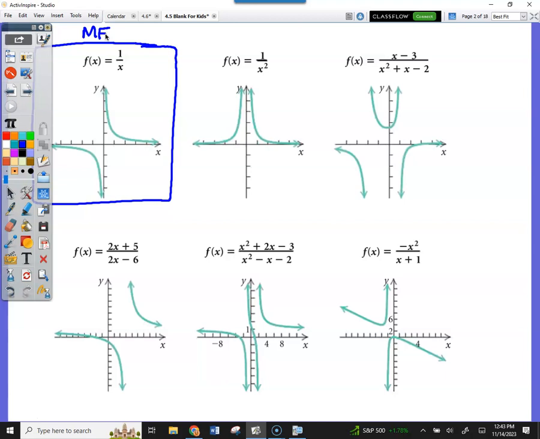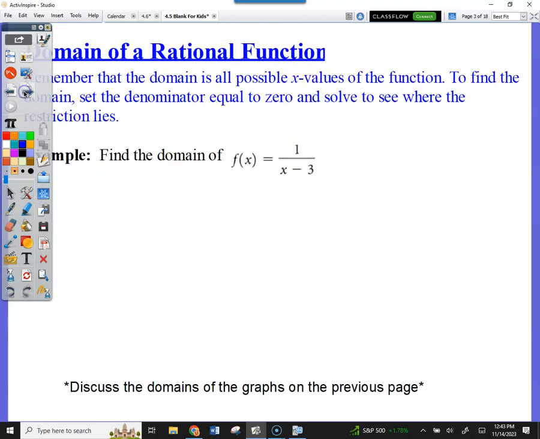I'm not asking you to memorize any of these. I'm asking you just to know that rational means it's a fraction, there's an x in the bottom, and that's the mother function. That would be helpful. Notice there's 2 parts to the graph, right? Okay. Go to this slide right here.